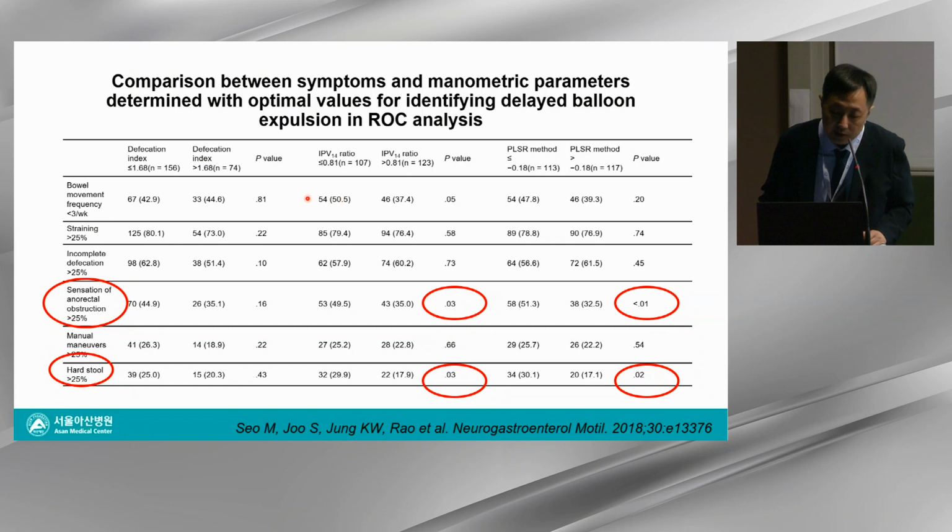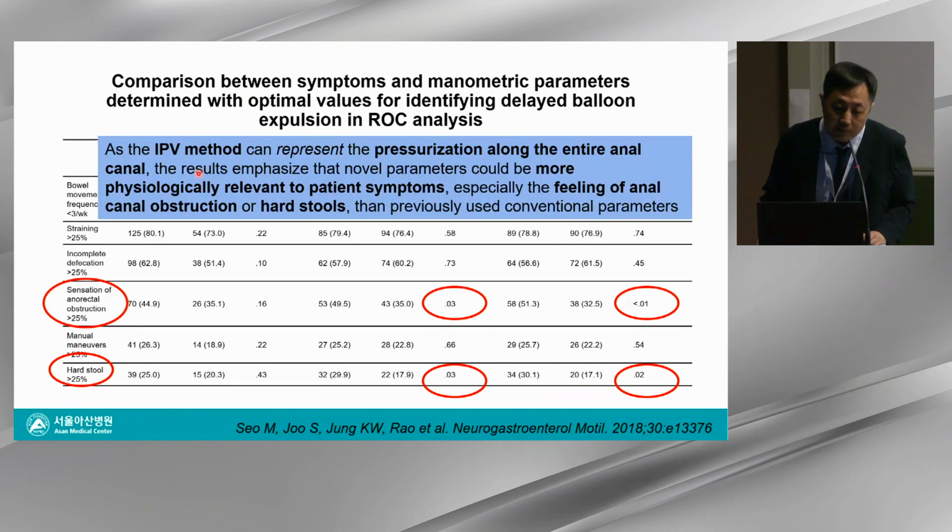Interestingly, we also found that these new parameters showed a better symptomatic correlation compared to the previously used efficacy index. As you can see, the sensation of anorectal obstruction or hard stools showed a good correlation with the IPV ratio compared with the previously used efficacy index. Therefore, as the IPV method can represent the pressurization along the entire anal canal, the result emphasized that the novel parameters could be more physiologically relevant to patient symptoms, especially the feeling of anal canal obstruction over hard stools, than previously used conventional parameters.